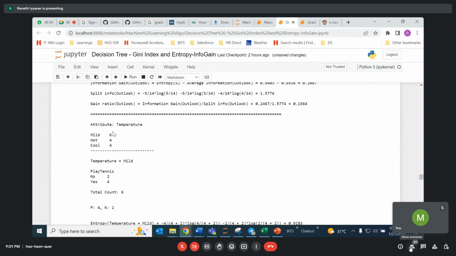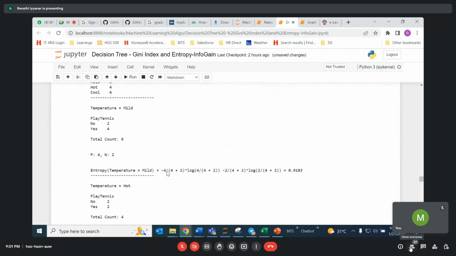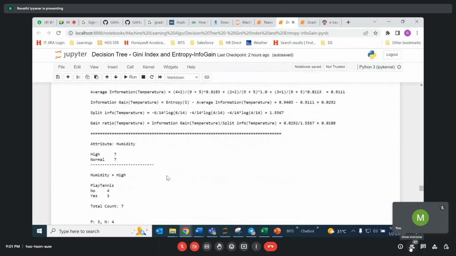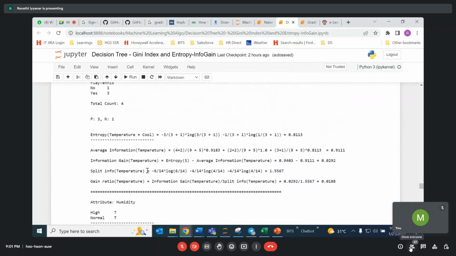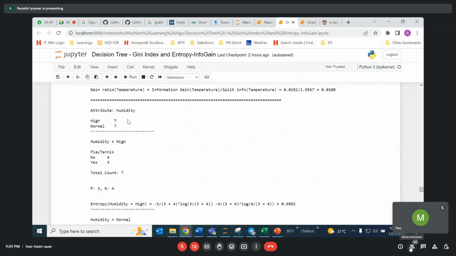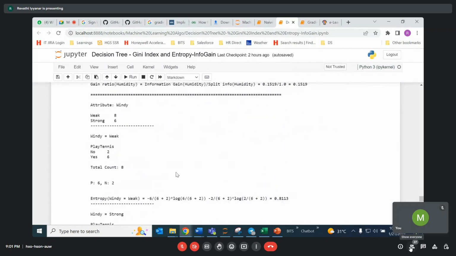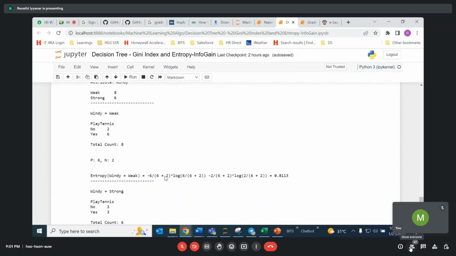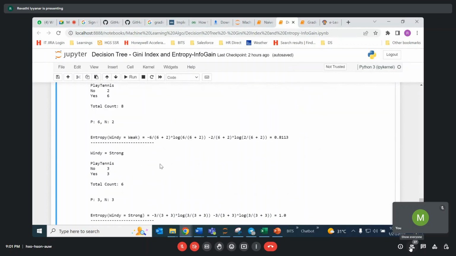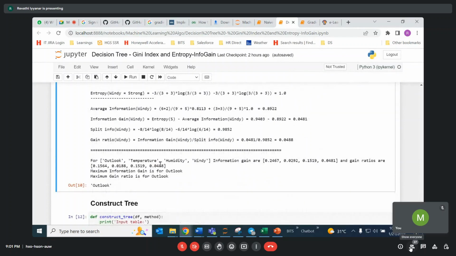And then the next attribute is temperature, finding values for temperature. Then the attribute humidity, finding values for humidity, and then windy. Okay. Here, choose the maximum information gain and maximum gain ratio.